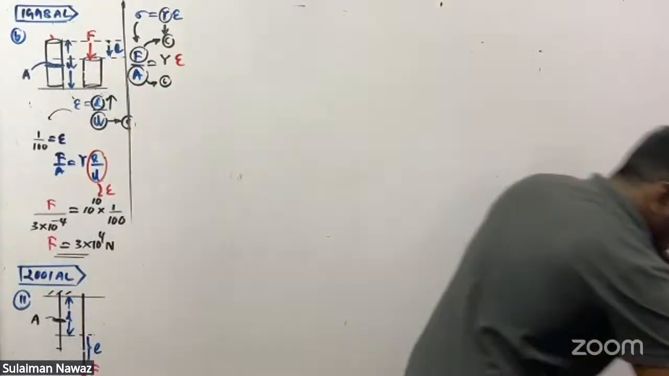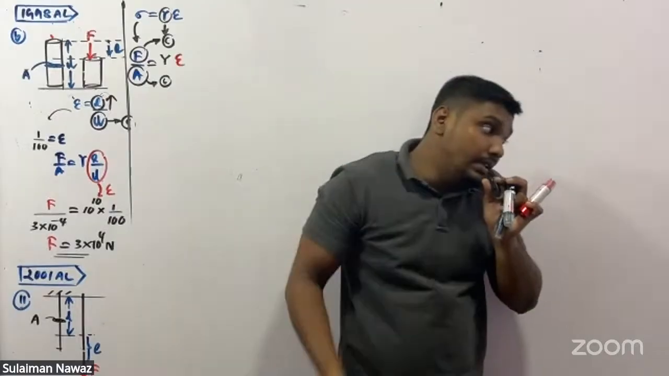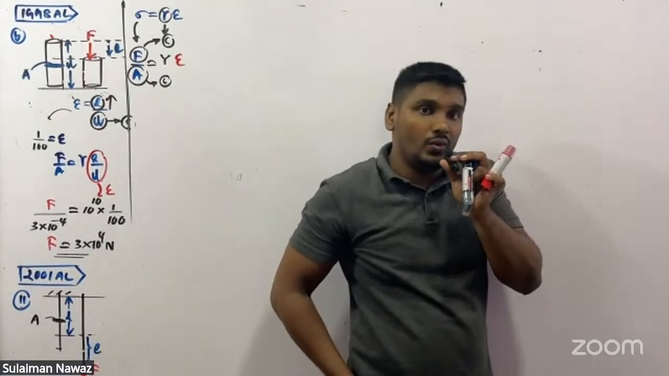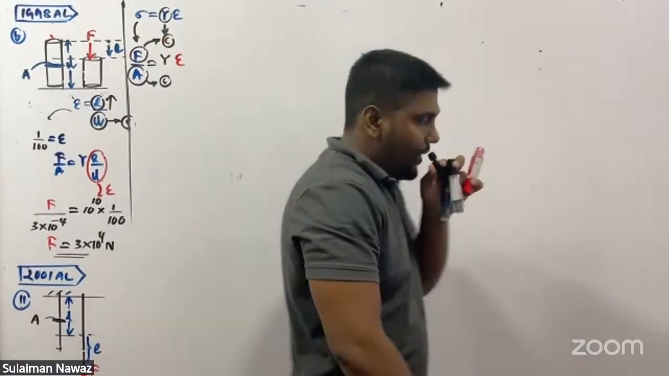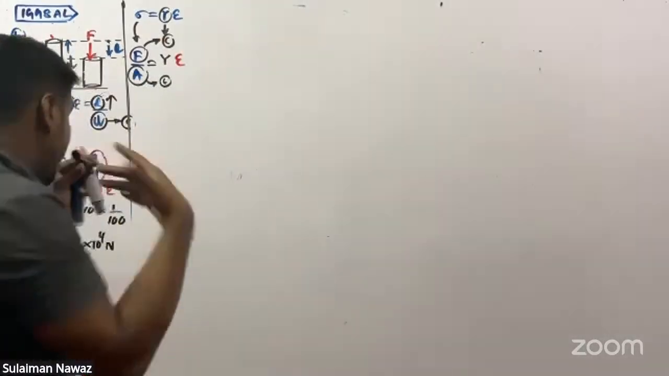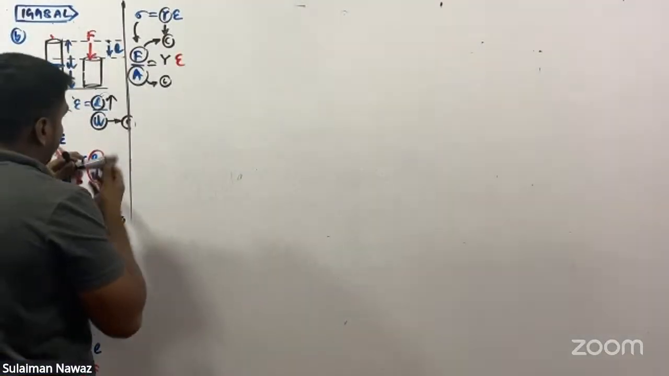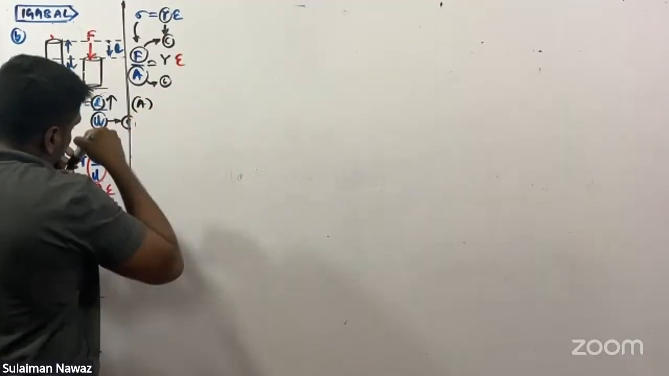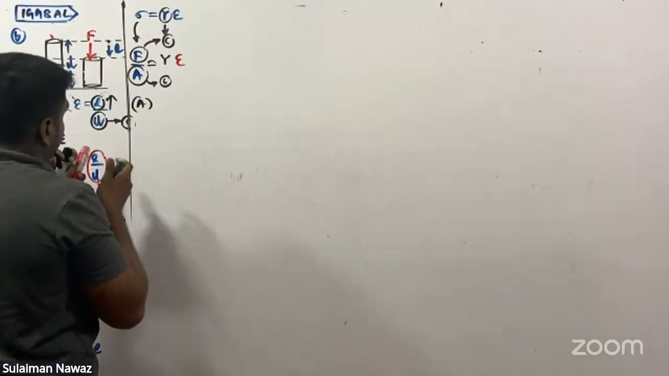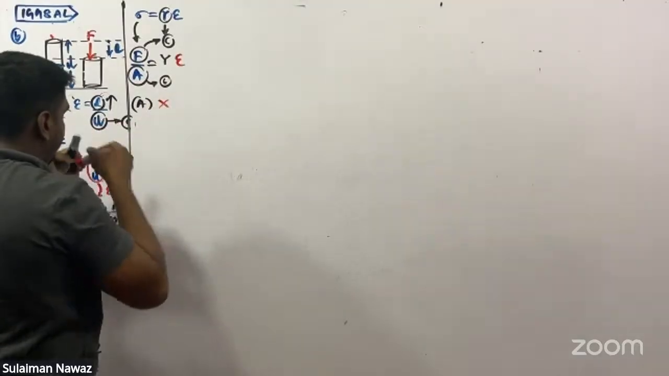Statement capital A says that if the length of the wire is doubled, the strain in the wire doubles. No. If you can maintain F, A, and Young's modulus constant, strain cannot be doubled. Strain doesn't become double, even though you double the length. Statement capital A is wrong. Learn the important points. Right, statement capital B. What do they ask you?